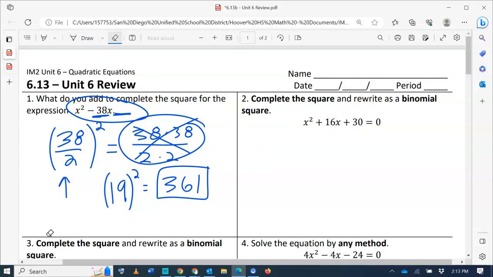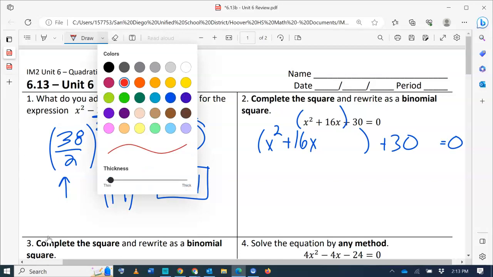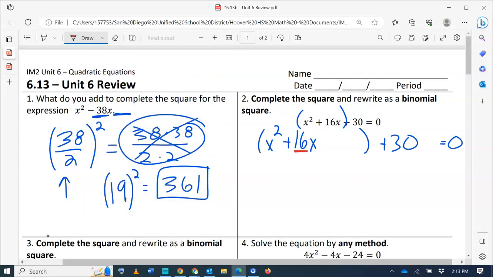Okay, next question. Get rid of some of this junk. So complete the square and rewrite as a binomial square. So we're going to kind of break this part out by itself. And we're going to add a number. So we take our middle number, which is 16. We'll do it right up here. Divide it in half and square it. 16 divided by 2 is 8. 8 squared is 64. So we are adding 64.